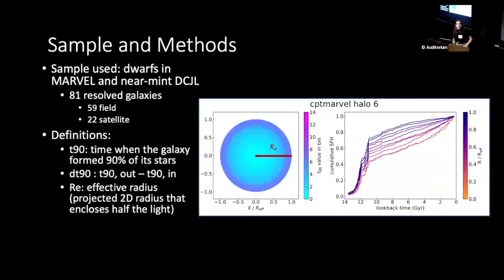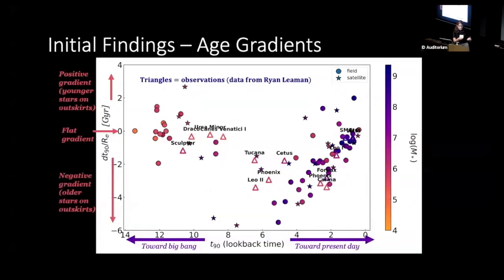This slide, I'll just briefly go over it. The sample I used to study this question are the Marvel and Near Mint DCJL. There's 81 resolved galaxies I'm looking at. And this plot basically just shows how I calculated the age gradient. I split up each galaxy into radial bins, calculated the T90 value in each bin, and then subtracted inside from outside to get the age gradient.